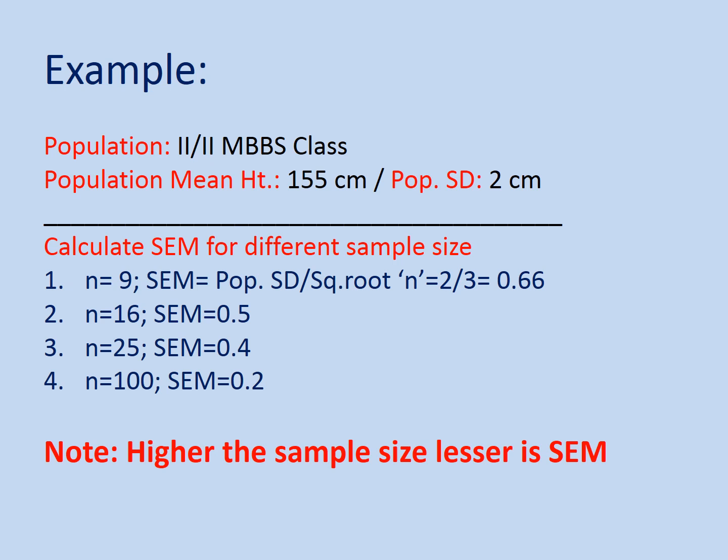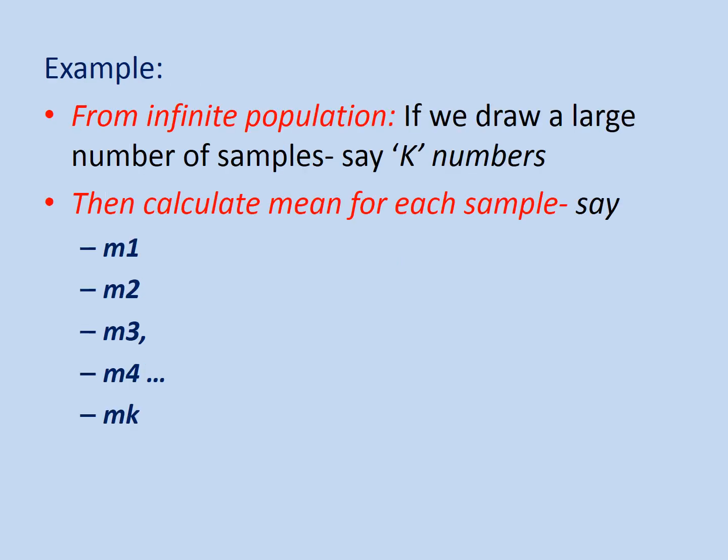So as you increase your sample size from 9 to 100 students, the standard error of mean is decreased, or sampling variation is decreased. So the higher the sample size, the lesser is the sampling variation or the standard error of mean. Till now, hopefully you have understood the concept of standard error of mean.